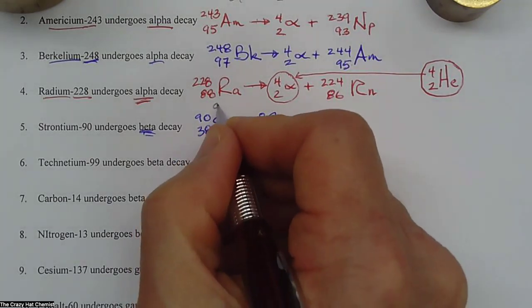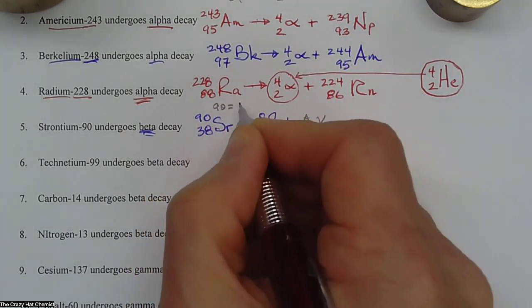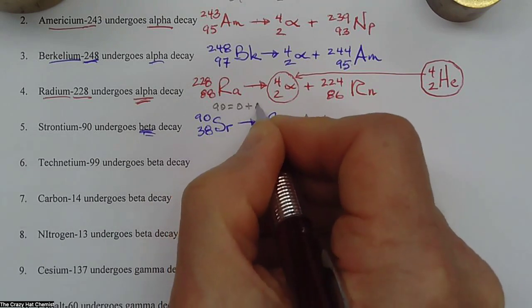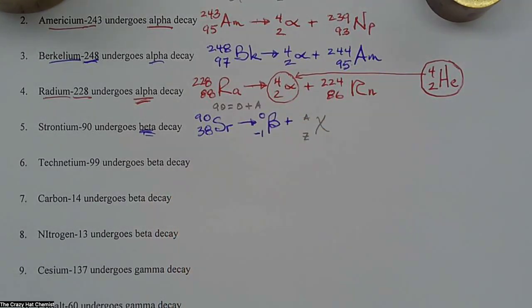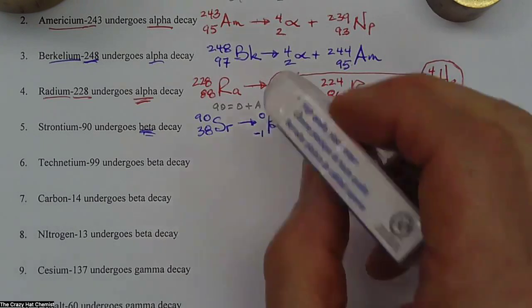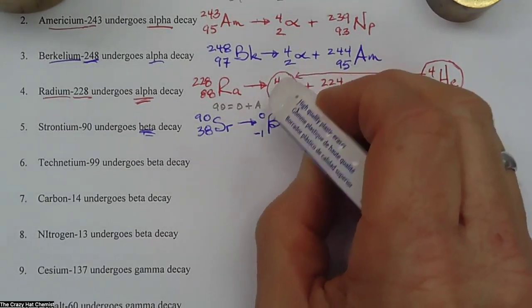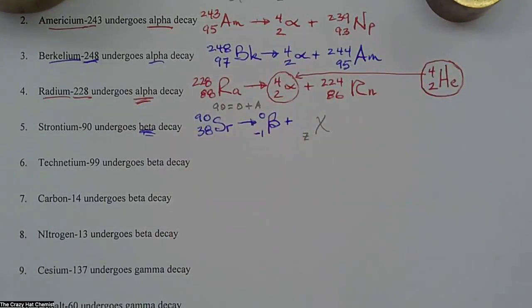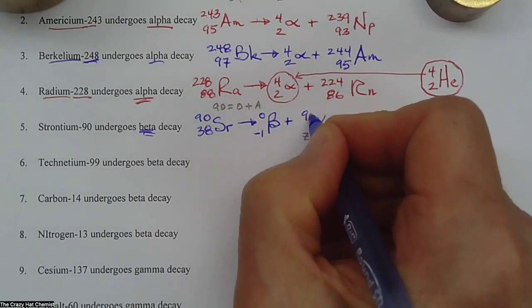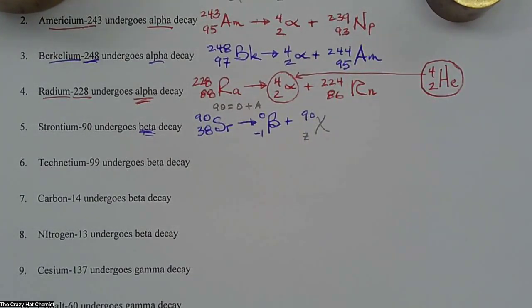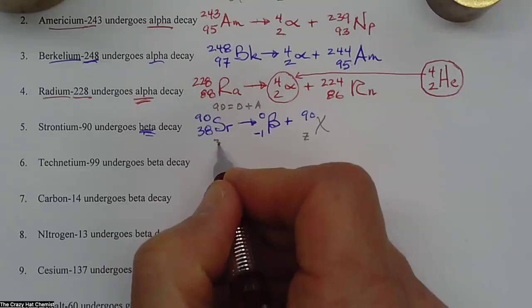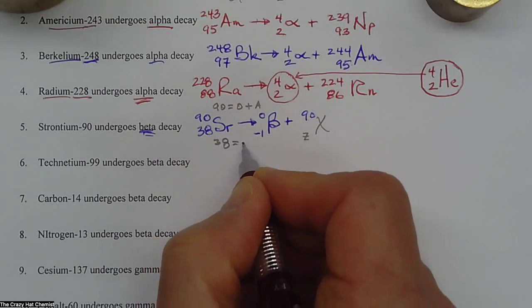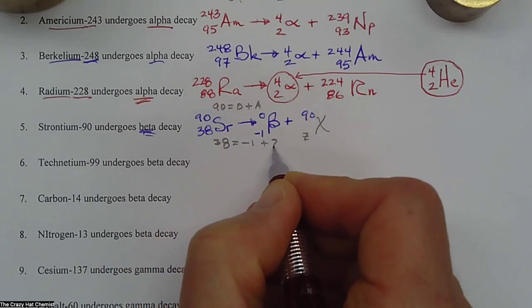So it's going to be 90 is equal to 0 plus what number is A? And this should be pretty easy here. That would be a 90. So the atomic mass does not change with a beta decay. So this is a 90, just like that. Then down here, it's a 38 is equal to -1 plus Z.